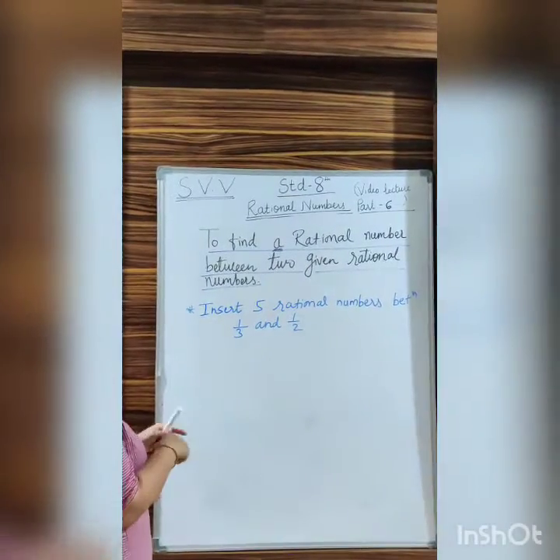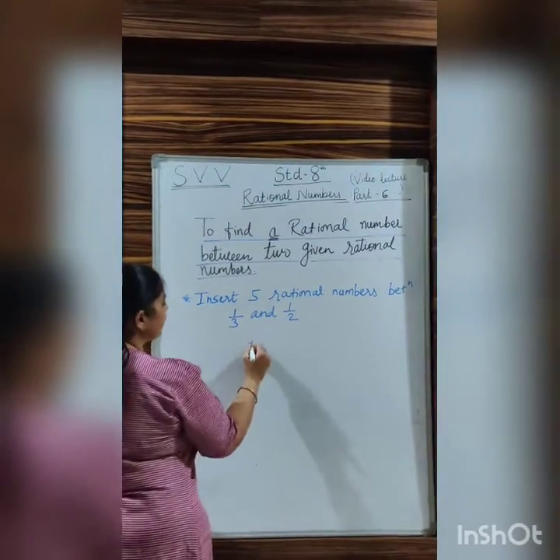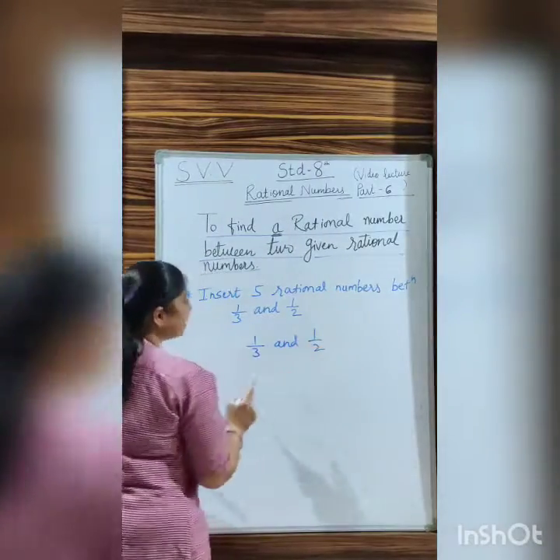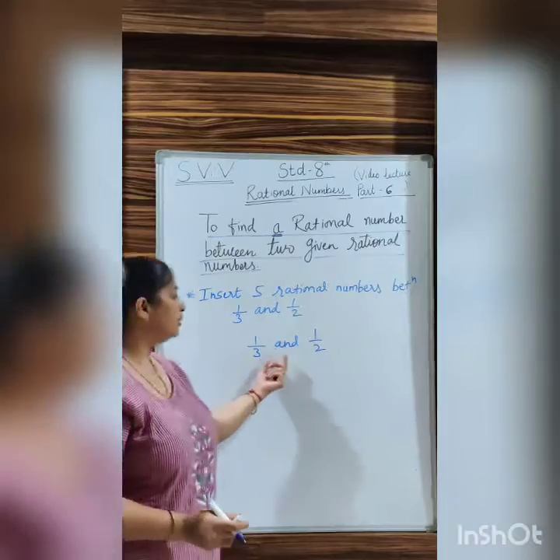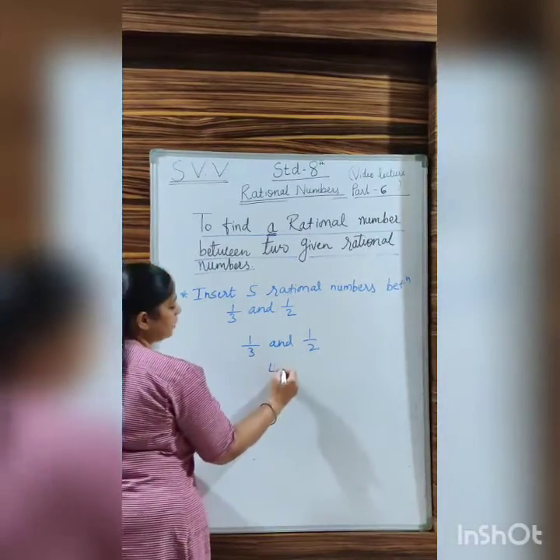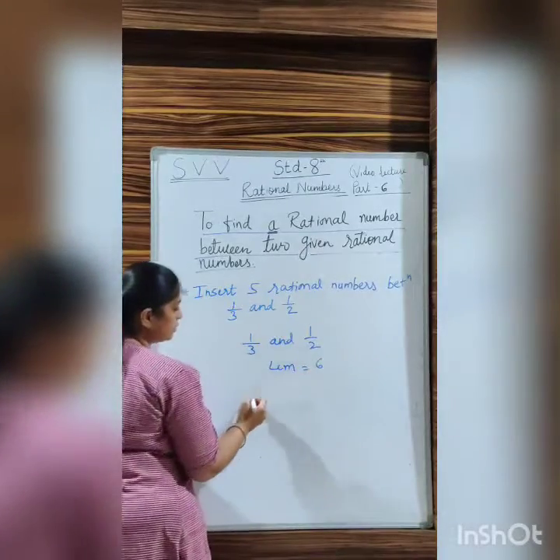Now how to insert? First write down the two given rational numbers between which we have to insert the rational numbers. The first step is to make the denominators the same with the help of LCM. So what is the LCM of 1 by 3 and 1 by 2? That is equal to 6.